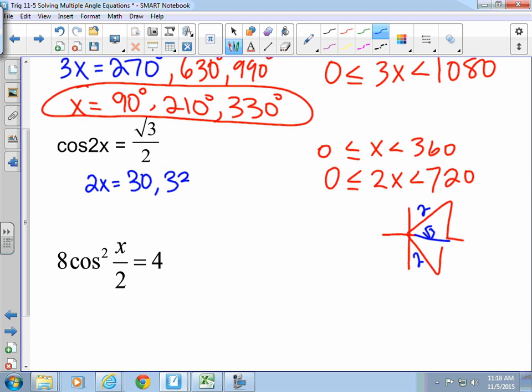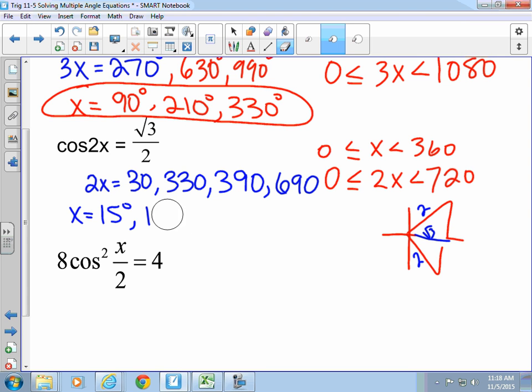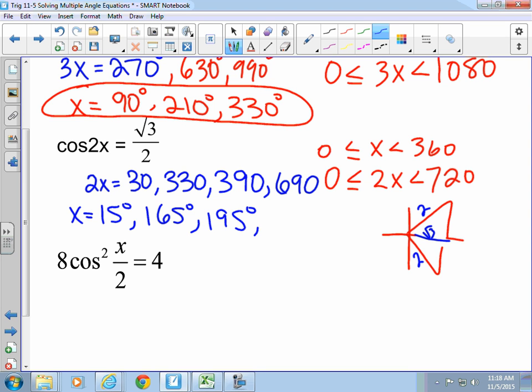30, 330, 390. Where'd you get 390? At 360. And 690. Does everyone agree with where I got those numbers? And then how will I find out? How much is it? 15. 165. 195. 345. So everyone got any questions about that?